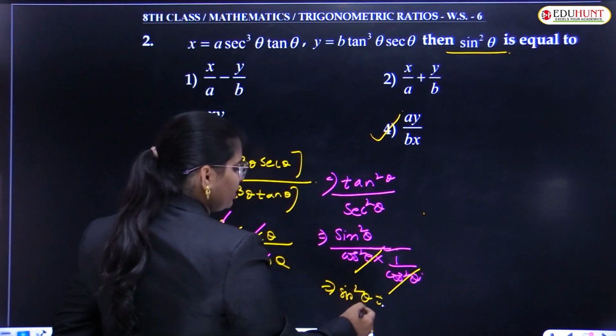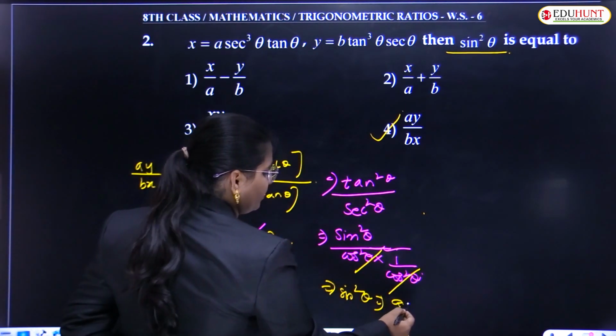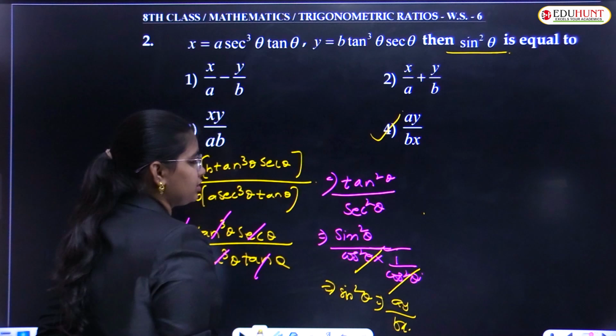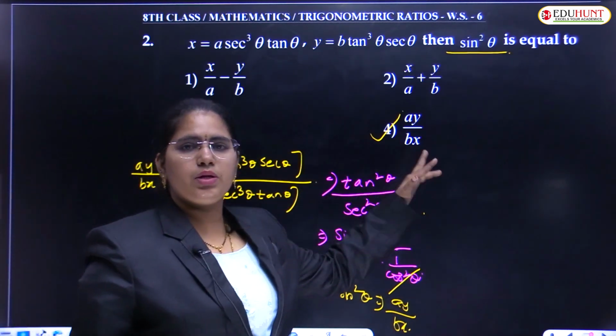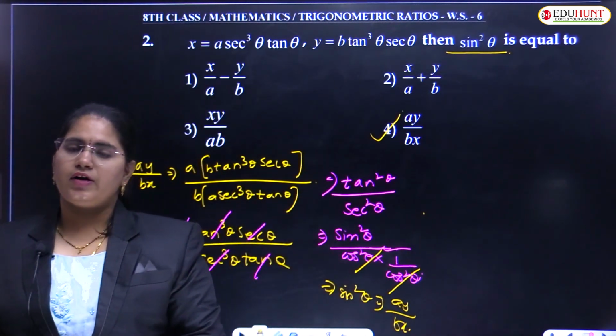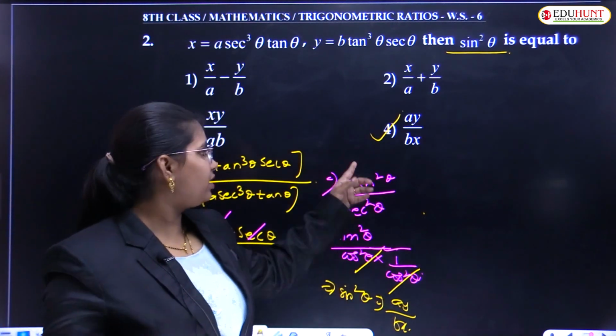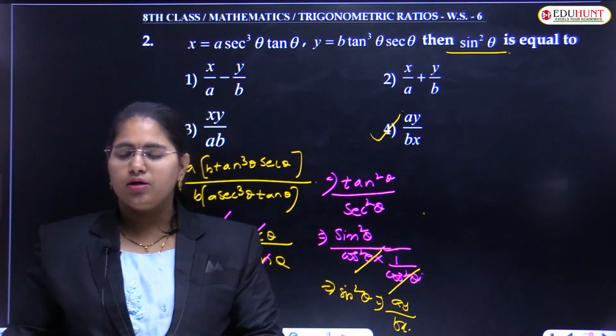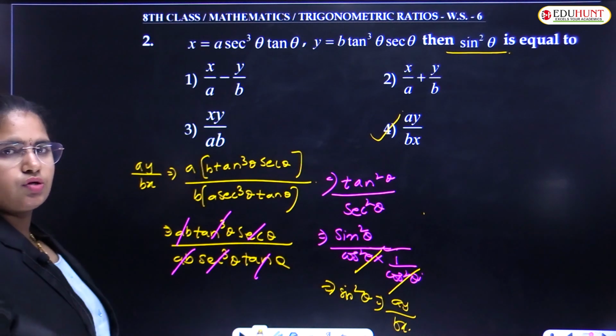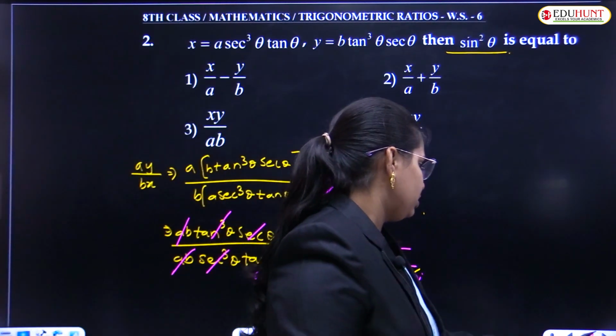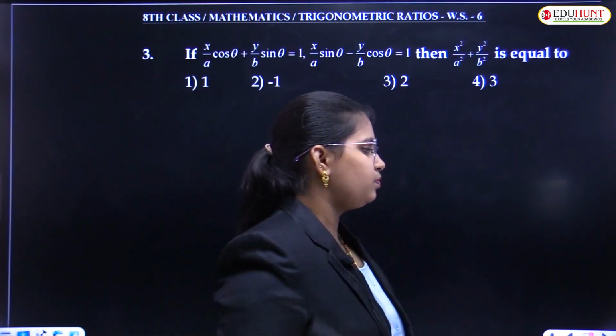So sin square theta is equal to ay by bx. This is what they asked us, right? So option 4 will be the correct option. What they asked is what I got: sin square theta is equal to ay by bx. So this option will be correct. Understood? So can I move to the next one? Let's get back to the next question.